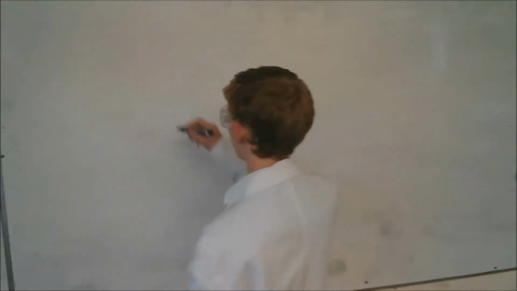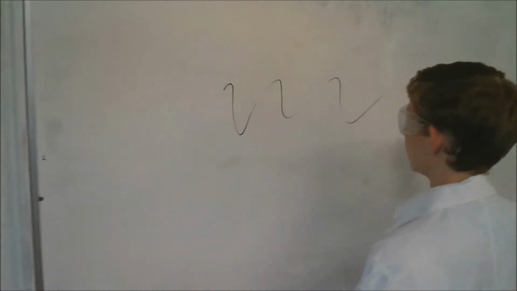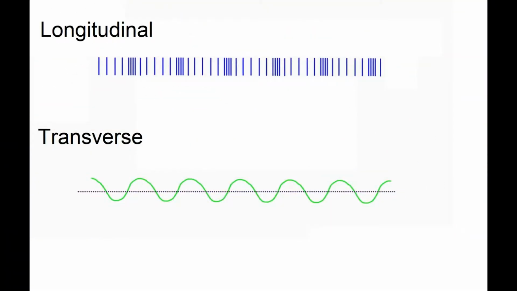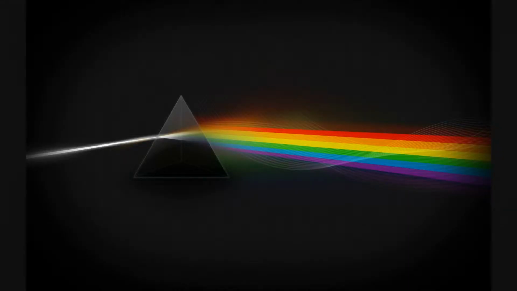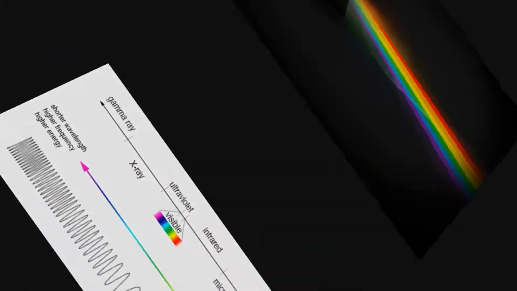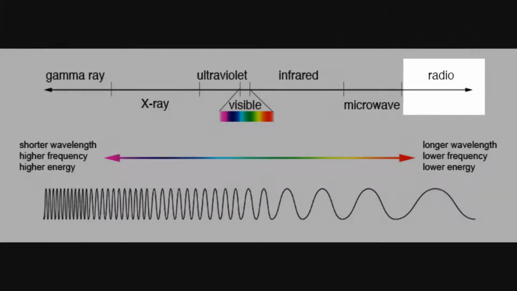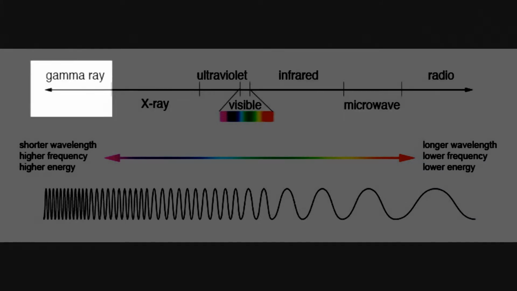There are two types of wave: longitudinal and transverse. In a transverse wave, motion is perpendicular to the direction of the transfer of energy, and in a longitudinal wave, the motion is parallel to the transfer of energy. Got that? No. Electromagnetic waves are transverse waves. The electromagnetic spectrum itself is an order of waves ranging from radio waves all the way to gamma waves.